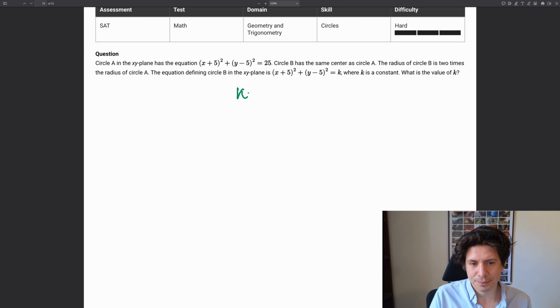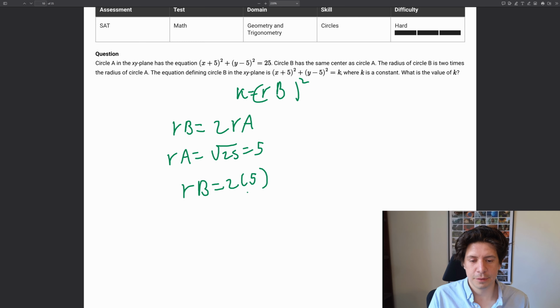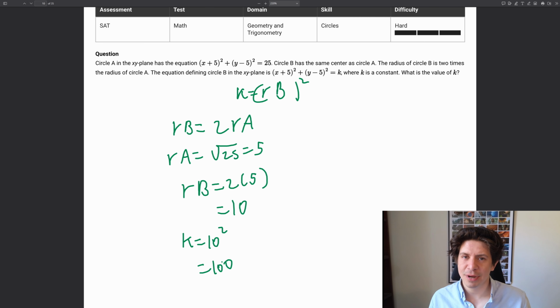So k equals the radius of B squared. Radius of B equals 2 times the radius of A. Radius of A equals the square root of 25, which is 5. So radius of B equals 2 times 5, which is 10. So then k equals 10 squared, which equals 100. Okay? It seems abstract and hard, and you have to use Desmos, but not really. It's all about just breaking it down bit by bit.